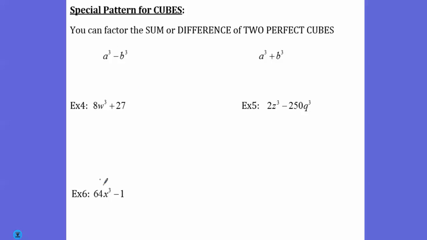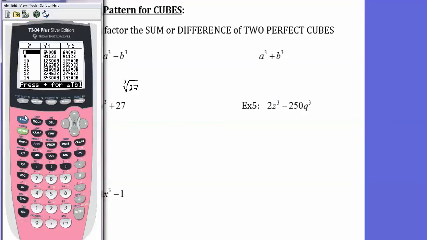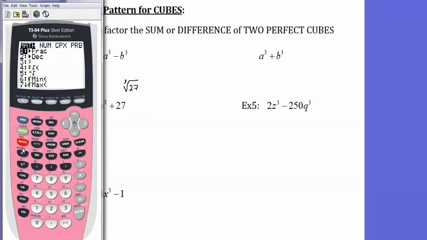A couple more examples here. So here I have 8w cubed plus 27. Another way to go about this is you could calculate the cube root of 27. Now, where would you find the cube root in the calculator? Here's the calculator. We're going to quit this. Cube root is going to be here in math. You can press math. You're going to see option 4.